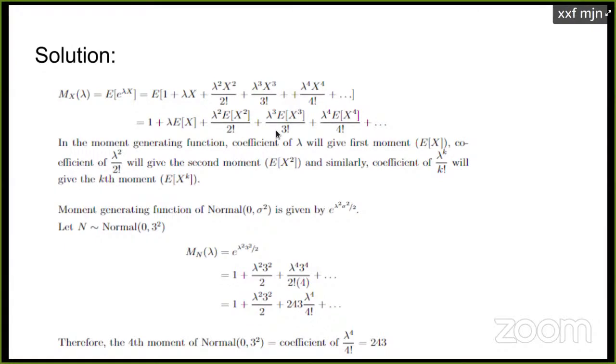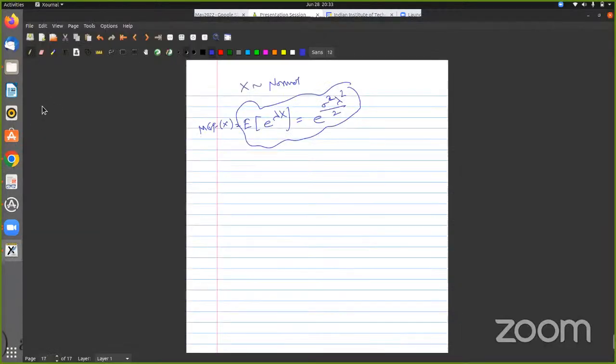So what is the fourth moment, first of all? In the moment generating function, the coefficient of lambda gives the first moment. The coefficient of lambda square by 2 factorial will give you the second moment, which is the expectation of x square, and the coefficient of lambda to the power k divided by k factorial will give you the kth moment. Now we'll see. I'll write it down.